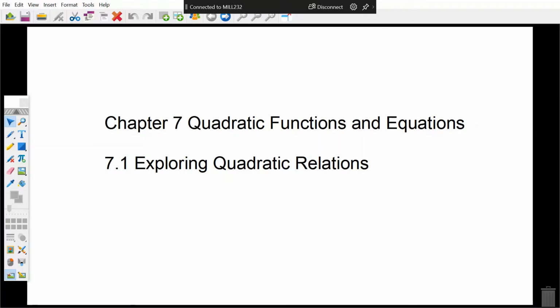Good morning and welcome back to Chapter 7, Quadratic Functions and Equations. Today we'll work through 7.1 and 7.2. Let's begin.